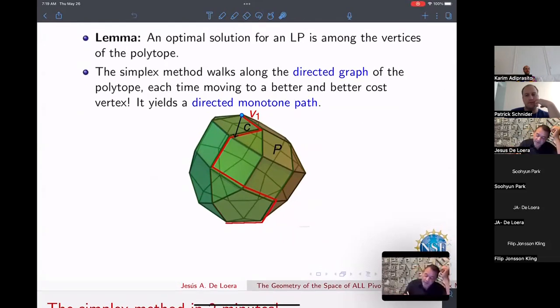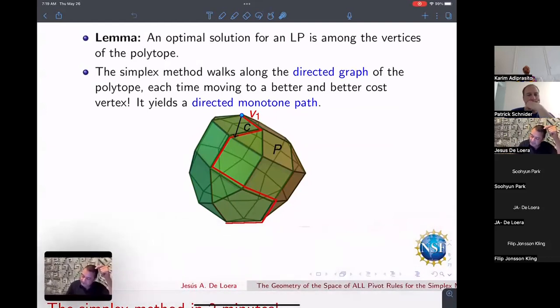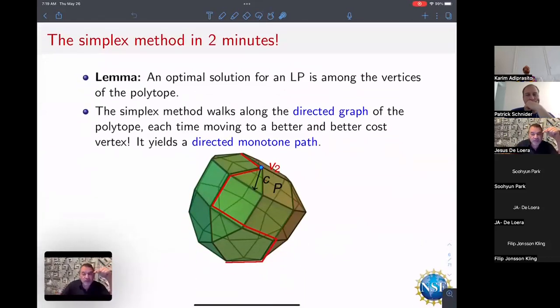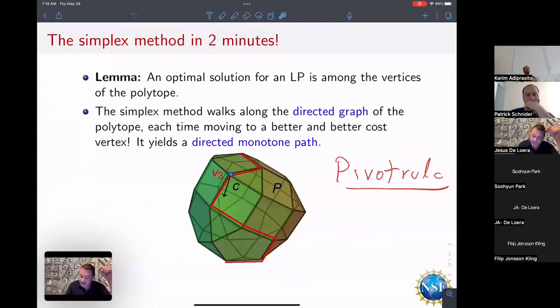So you start with some point, let's say this vertex. You start with a vertex, and then you look at the edges that are going out of this vertex, and if there is an improving edge, you take it, and you go down. You move to another position. And if there's another edge that improves, you go down, and essentially you have this graph. The graph of the polytope; essentially, there's a walk on the graph of the polytope. It's a directed monotone path, going from your starting point to the optimal solution.